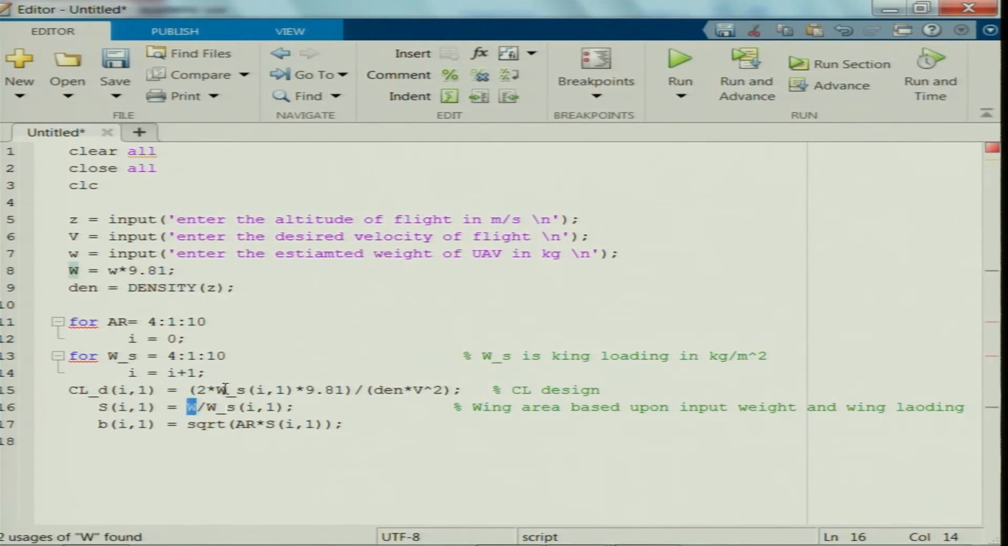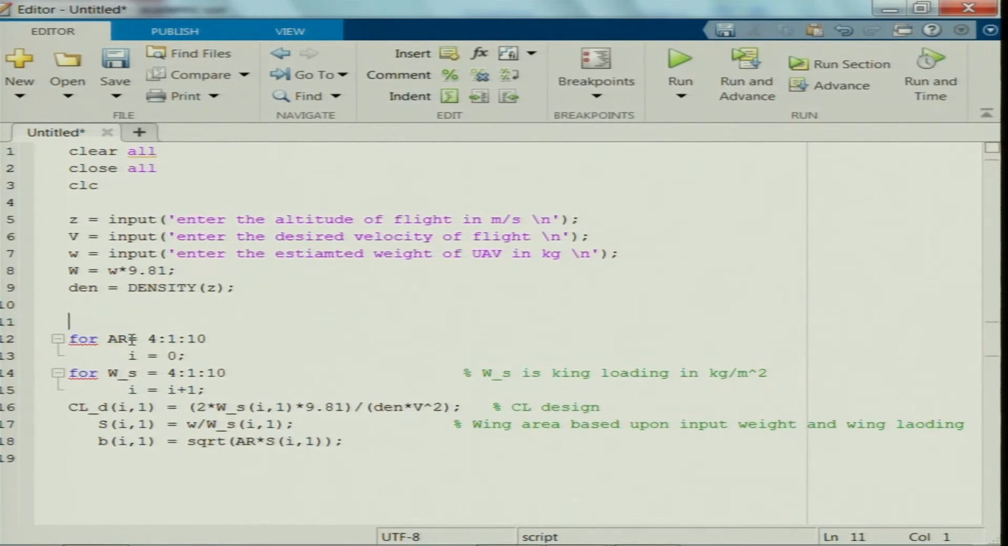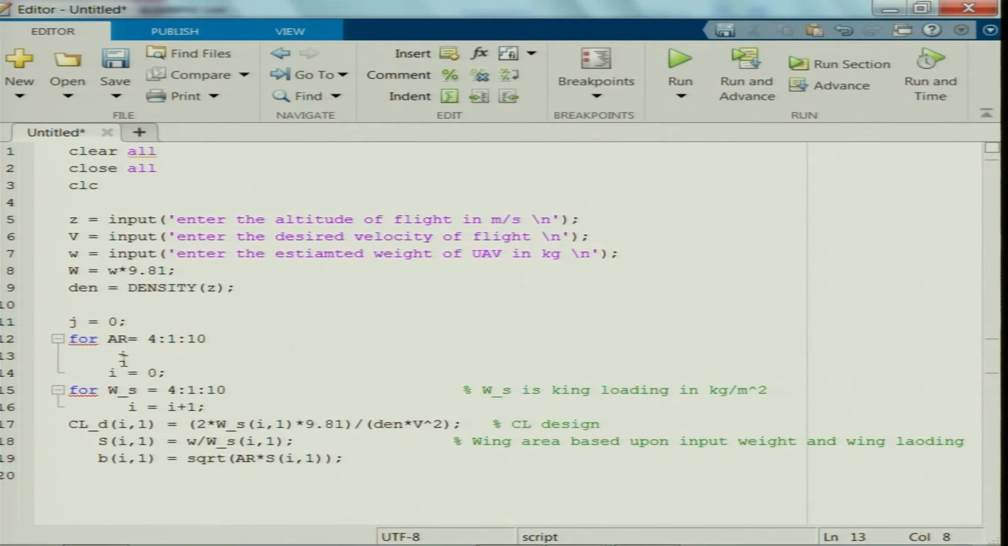So, W here is in newtons. So, W by S is in kgs. So, either I use small w here, so that it is in kg, right. So, it returns in kg per meter square. So, for B I need to have aspect ratio as an input. So, aspect ratio is varying here. So, I will use another variable of this outer loop, that is j. So, here j is increasing for every increment in aspect ratio. So, a value of j corresponds to a particular aspect ratio here.